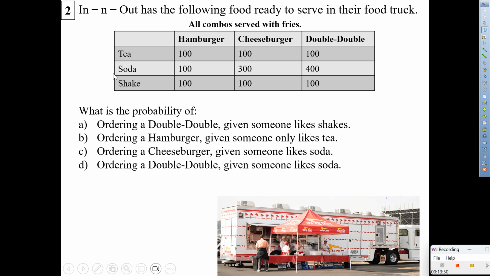All right, and it says, what is the probability of ordering a double-double given someone likes shakes? Ooh. How about a hamburger given someone likes tea? How about a cheeseburger given someone likes soda? Or a double-double given someone likes soda? And all the combos come with fries. Let's go. All right. So, copy this table. And of course, like me, I like my fries animal style.